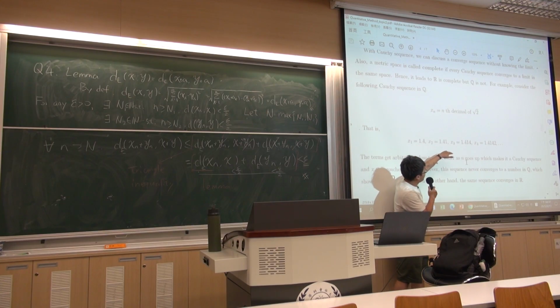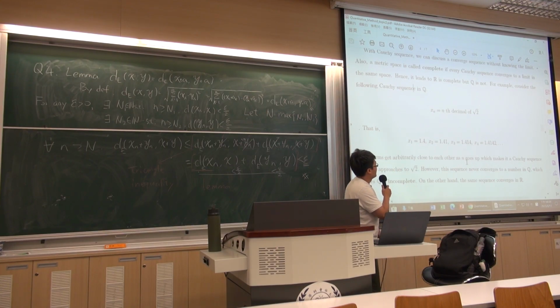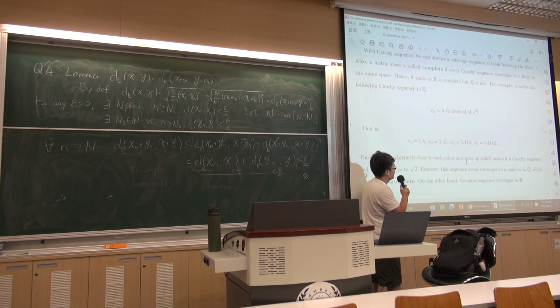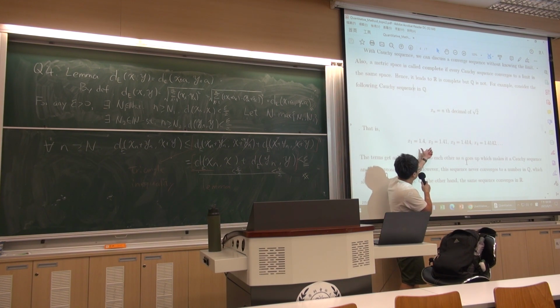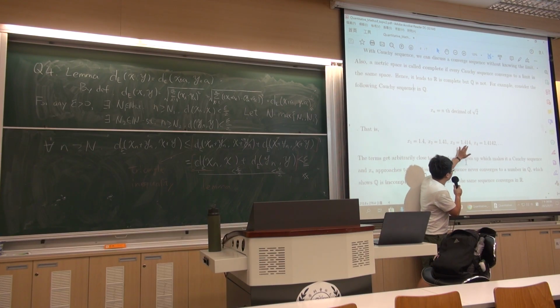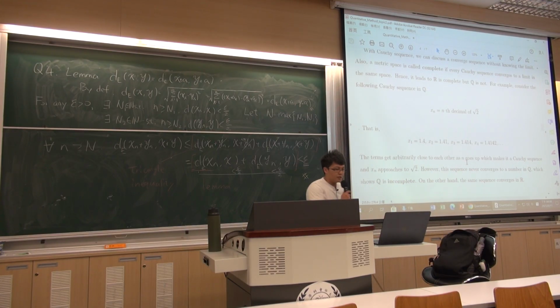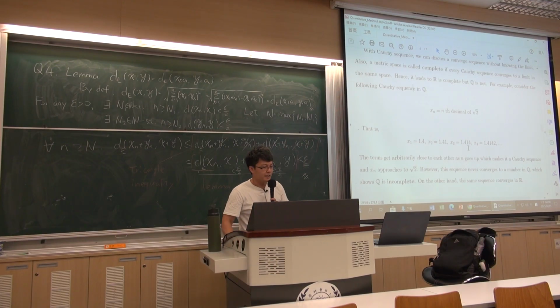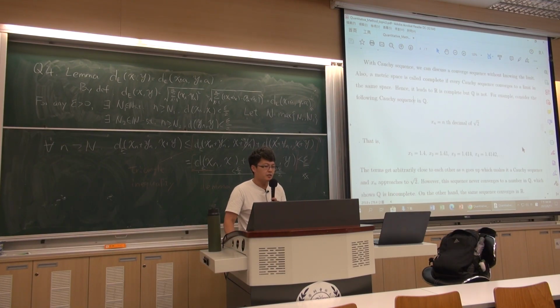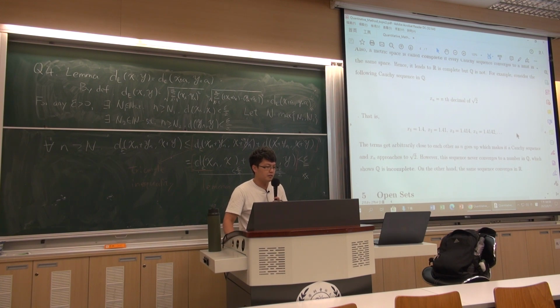This sequence is getting closer to square root of 2. And as you can see, the distance between any two elements within this sequence becomes smaller and smaller as the small n gets larger and larger. Okay, and that is an example of a Cauchy sequence, but it's not going to converge in the rational numbers because there's no square root of 2 there.